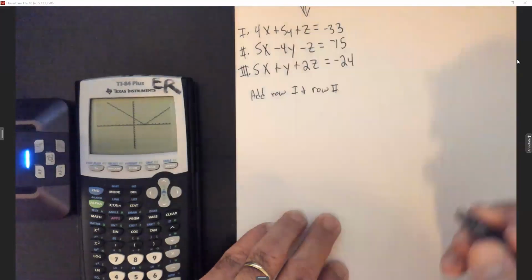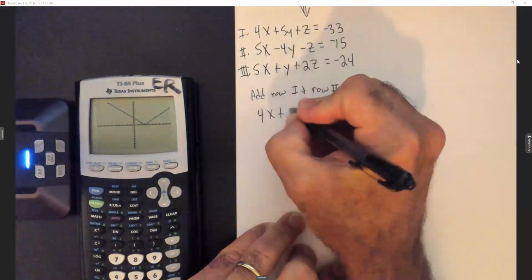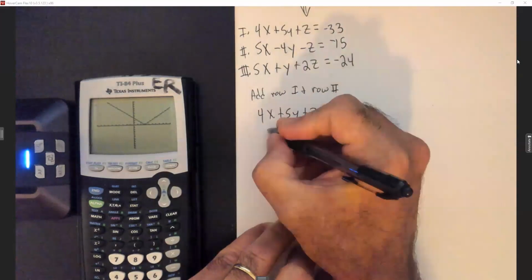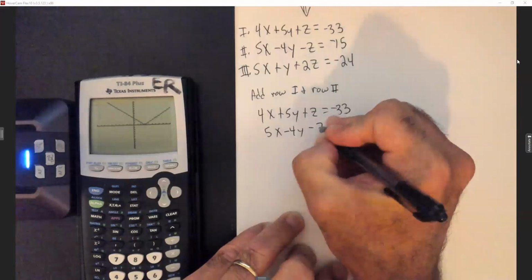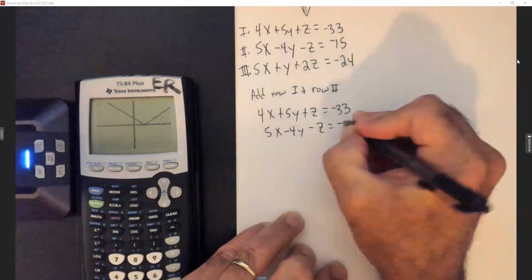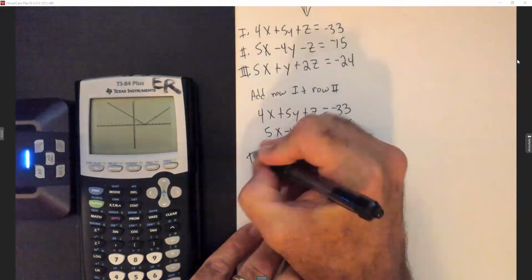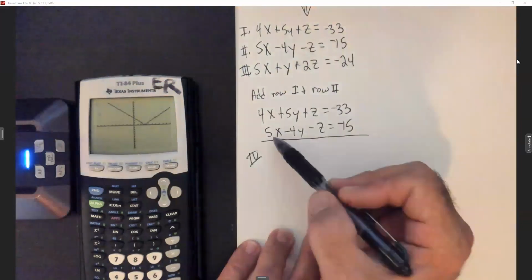And that's going to get rid of the z's here. So 4x plus 5y plus z equals negative 33. 5x minus 4y minus z equals negative 15. So remember, I'll add them and I'll call that my fourth equation when I add these. So we got 4 plus 5 give me 9x.